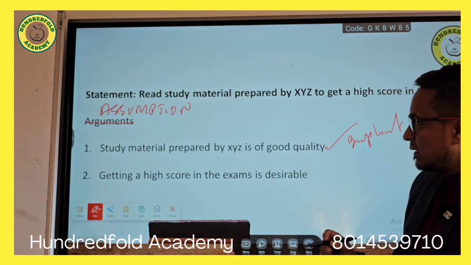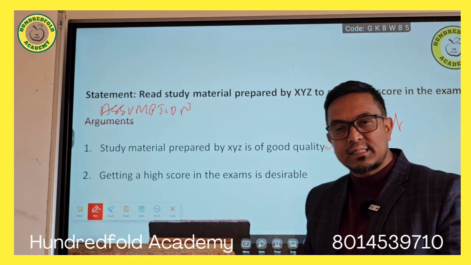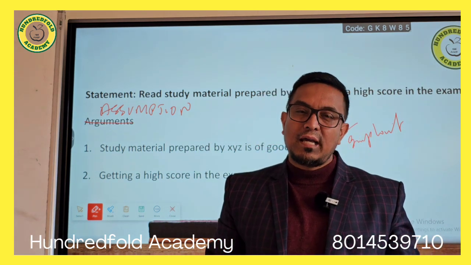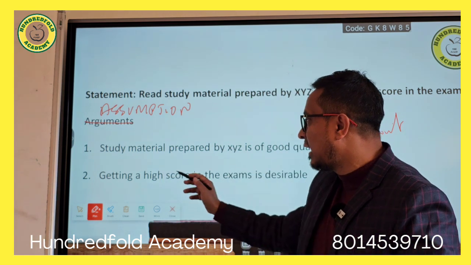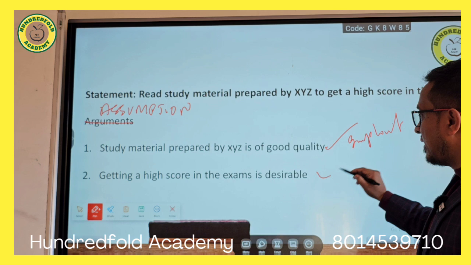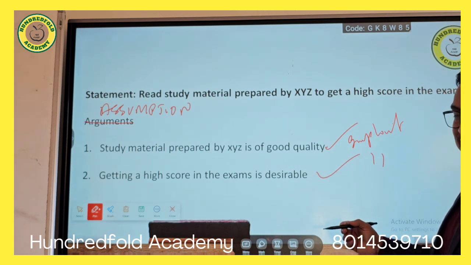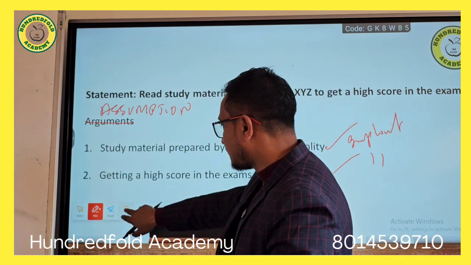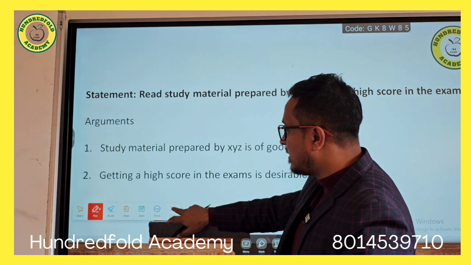All right. The second one says getting a high score in the exam is desirable. Yes, I have to assume that, because students want high grades, high marks. That's why they want good material. So getting a high score in the exam is desirable. So both are implicit. You see? So this is how you approach statement argument, statement assumption.